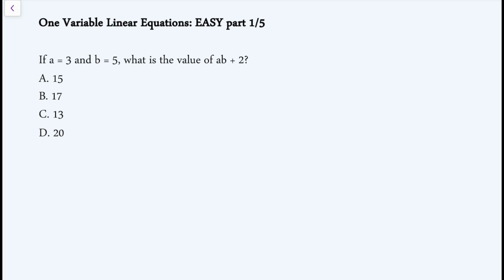Welcome to SAT Prep. Topic is one variable linear equations, difficulty level easy.